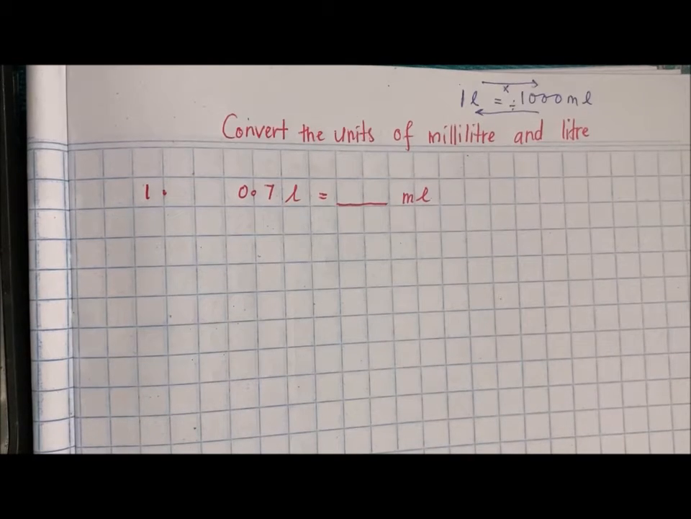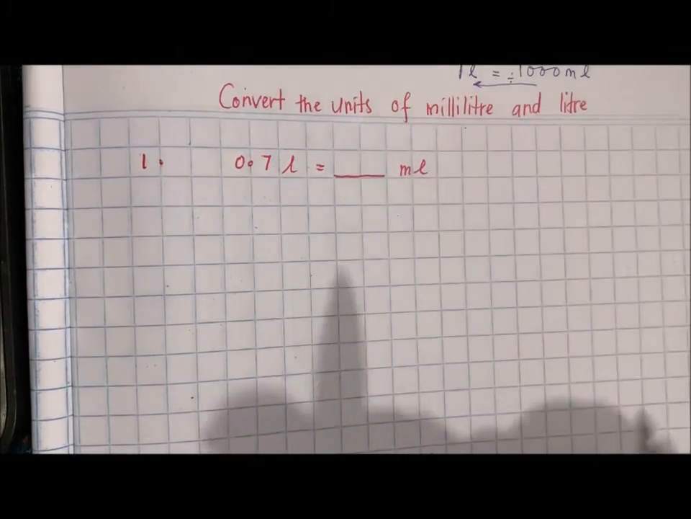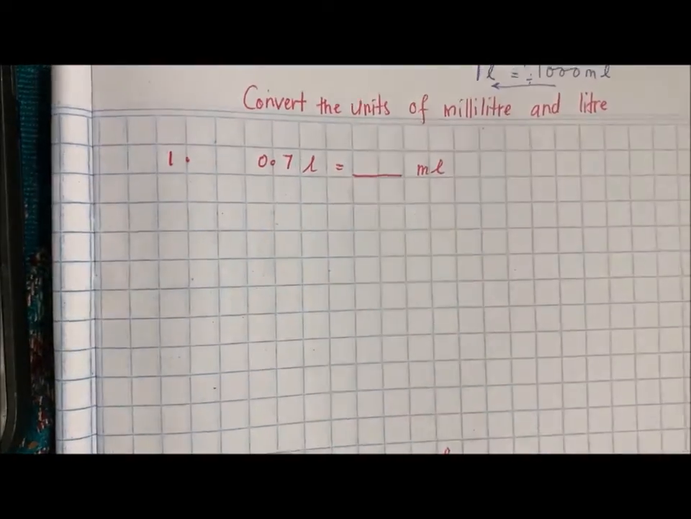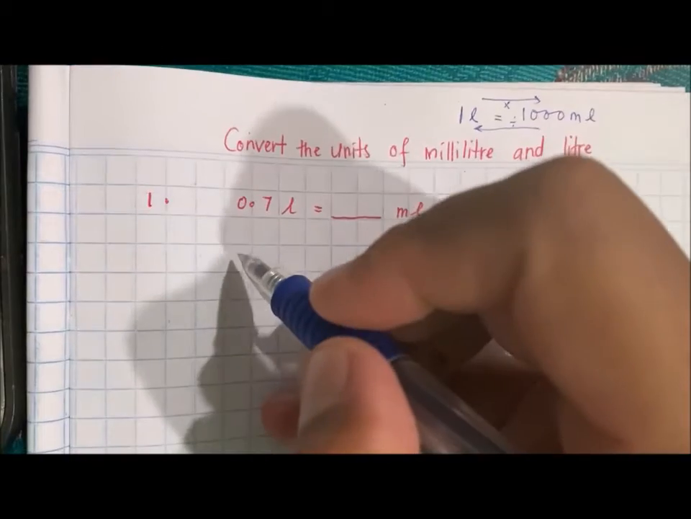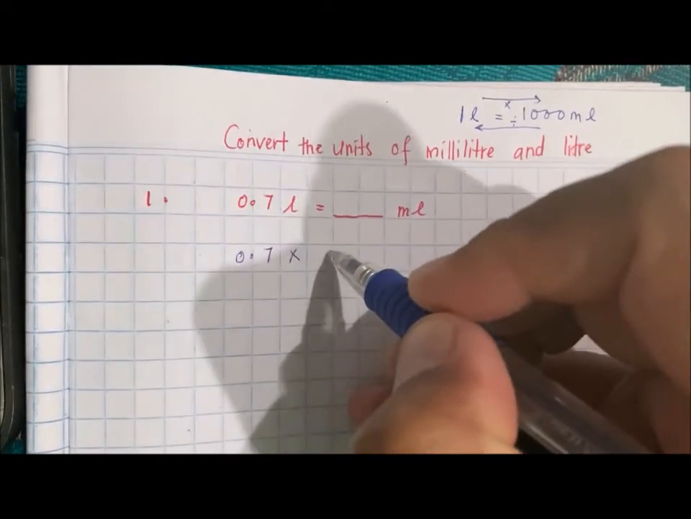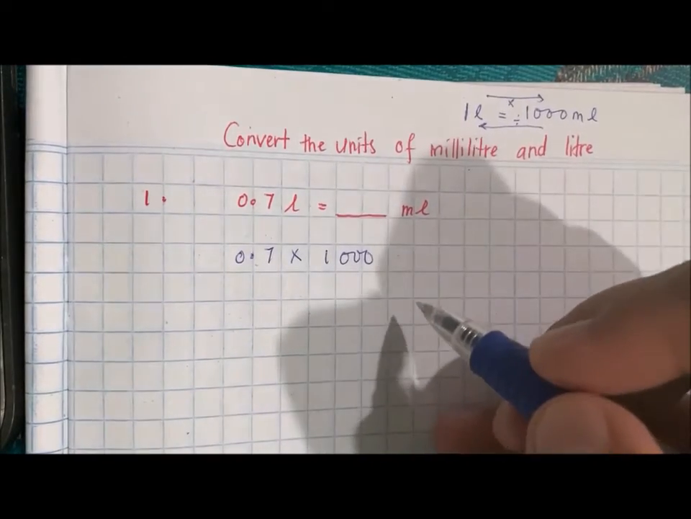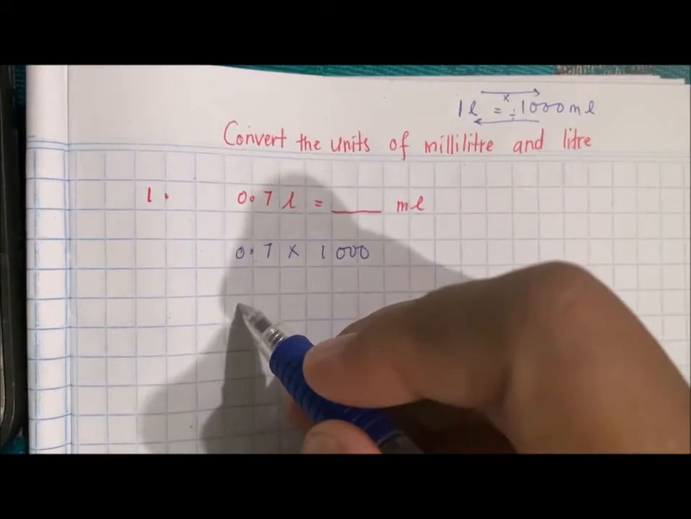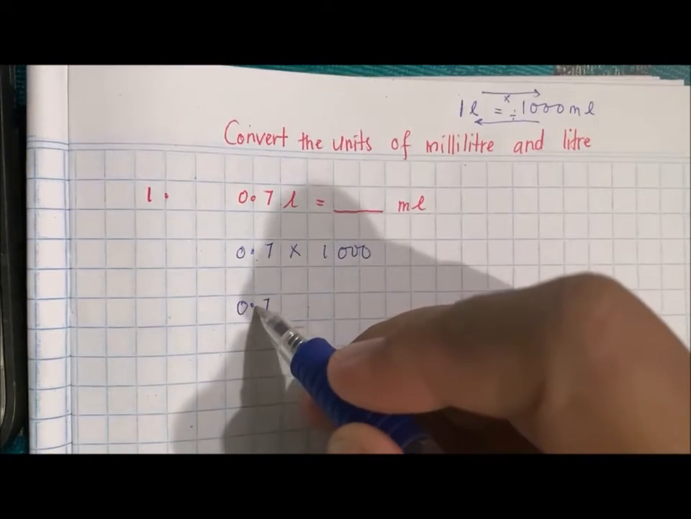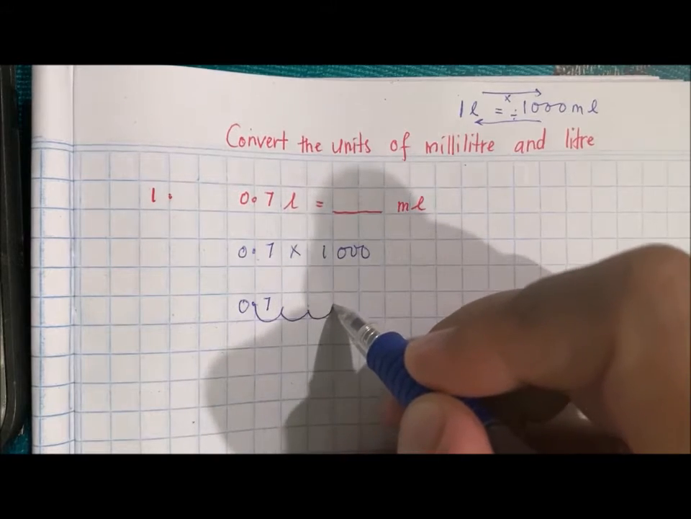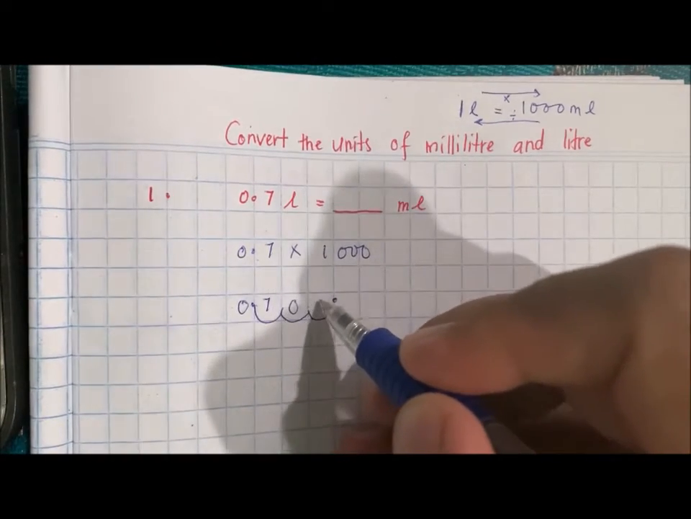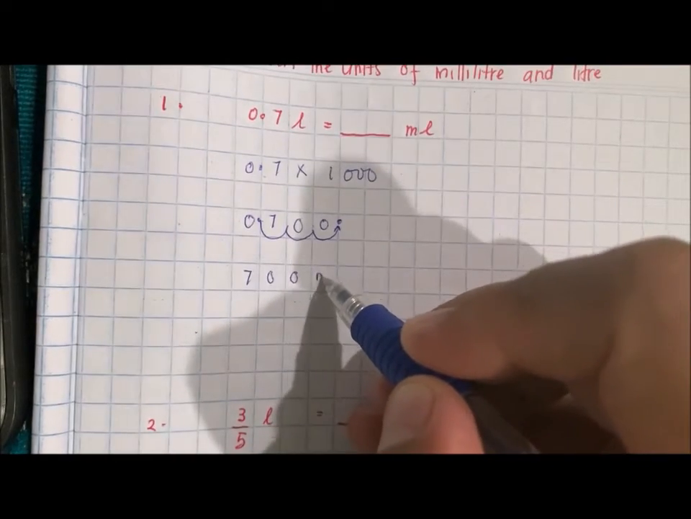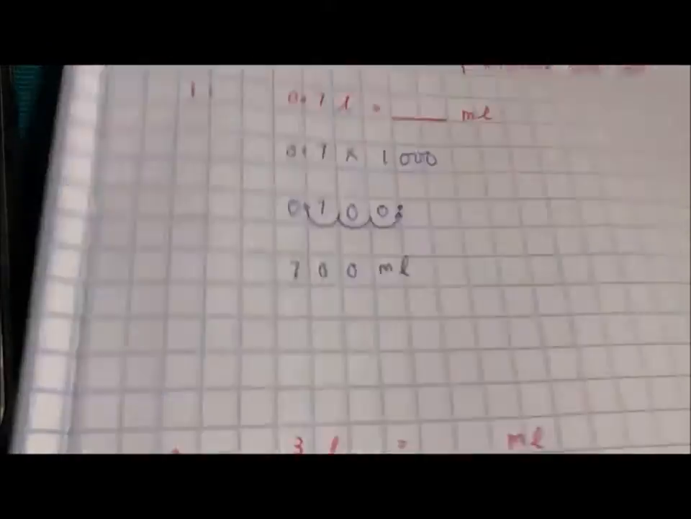So 0.7 liter, how do you convert to milliliter? Liter to milliliter, you need to times with 1000. So 0.7 times with 1000. Then you move the point. How many times you need to move the point? 3 times. 1, 2, 3. The point is here now, and here you put 0. So here becomes 700 milliliter.